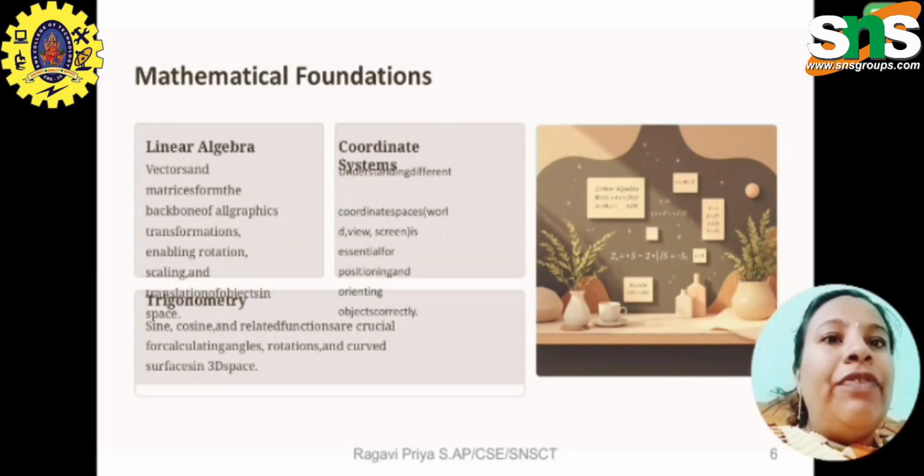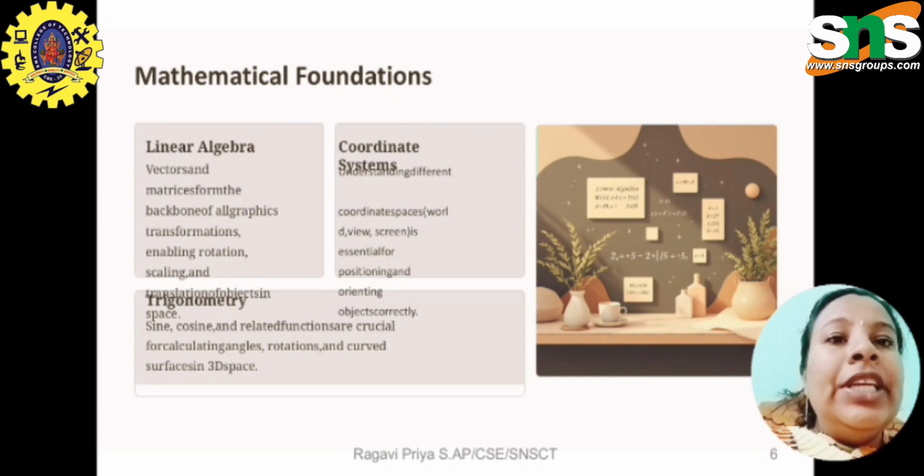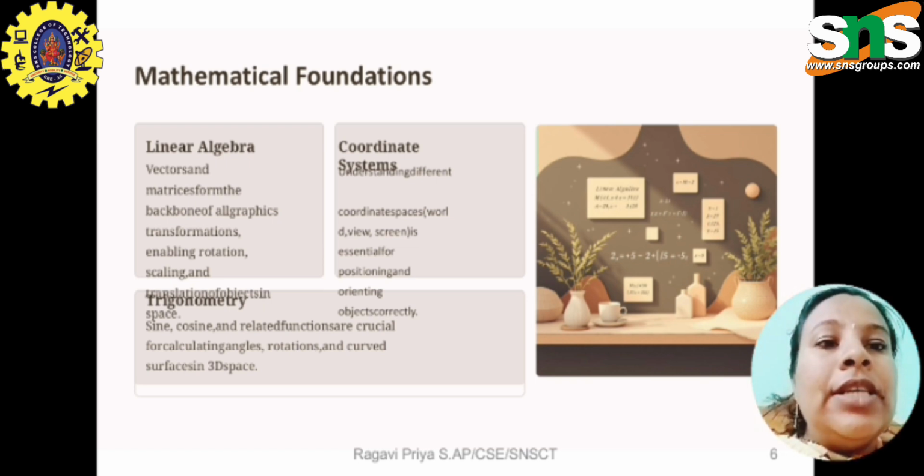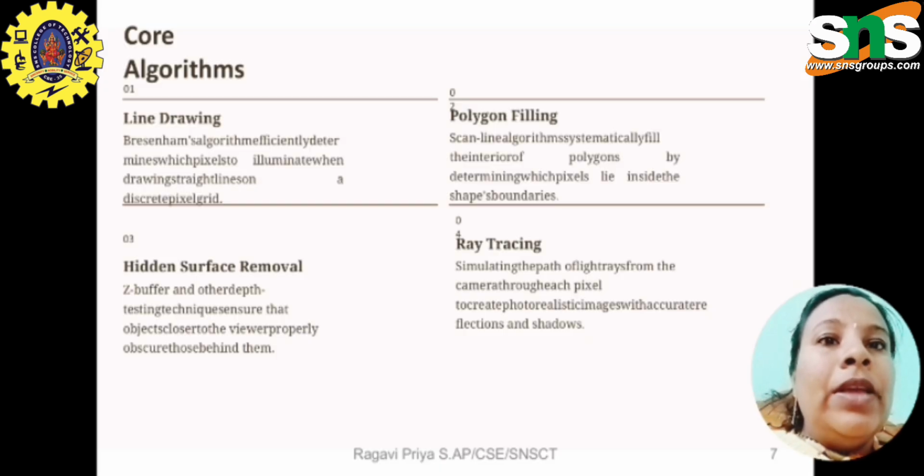The mathematical foundations include linear algebra, coordinate systems and trigonometry. In linear algebra, vectors and matrices form the backbone of all graphics transformations, enabling rotation, scaling and translation of objects in space. For coordinate systems, understanding different coordinate spaces, world, view and screen, is essential for positioning and orienting objects correctly. Trigonometry consists of sine, cosine and related functions, which are crucial for calculating angles, rotations and curved surfaces in 3D space.